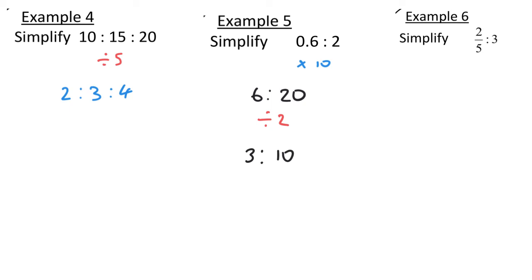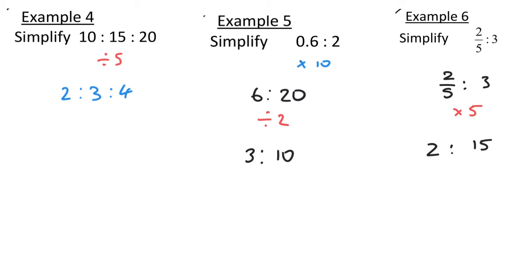In 2/5 to 3, what we need to do is multiply by the denominator. So if we multiply through by 5, what we get is 2 to 15. And then 2 to 15 can't be simplified.